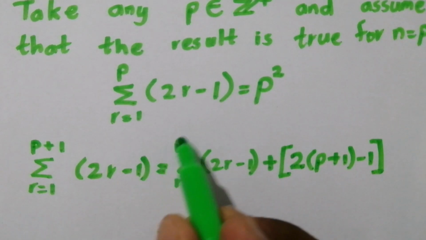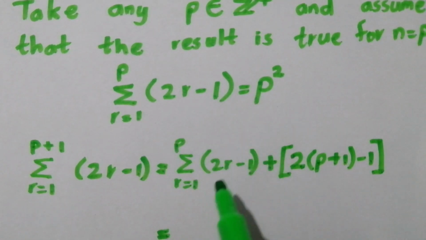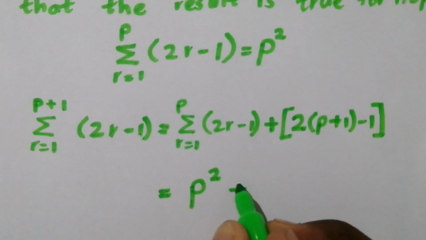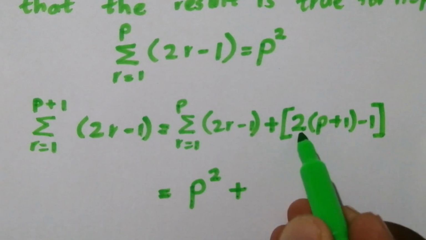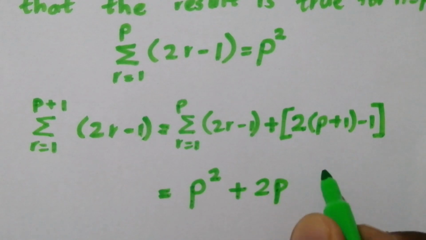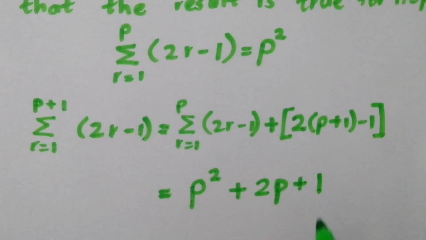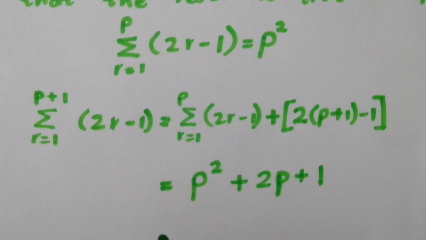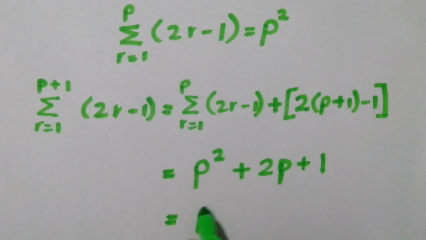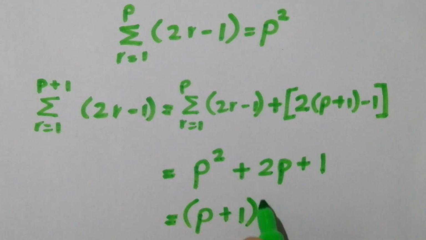Now we already know this part is equal to p square, because we have taken the assumption. Then we can write p square plus, if you simplify this part, 2p plus 2 minus 1. Then you can write 2p plus 2 minus 1, it is plus 1. At once you can write it. Now you know already this is a binomial expansion of p plus 1 square.